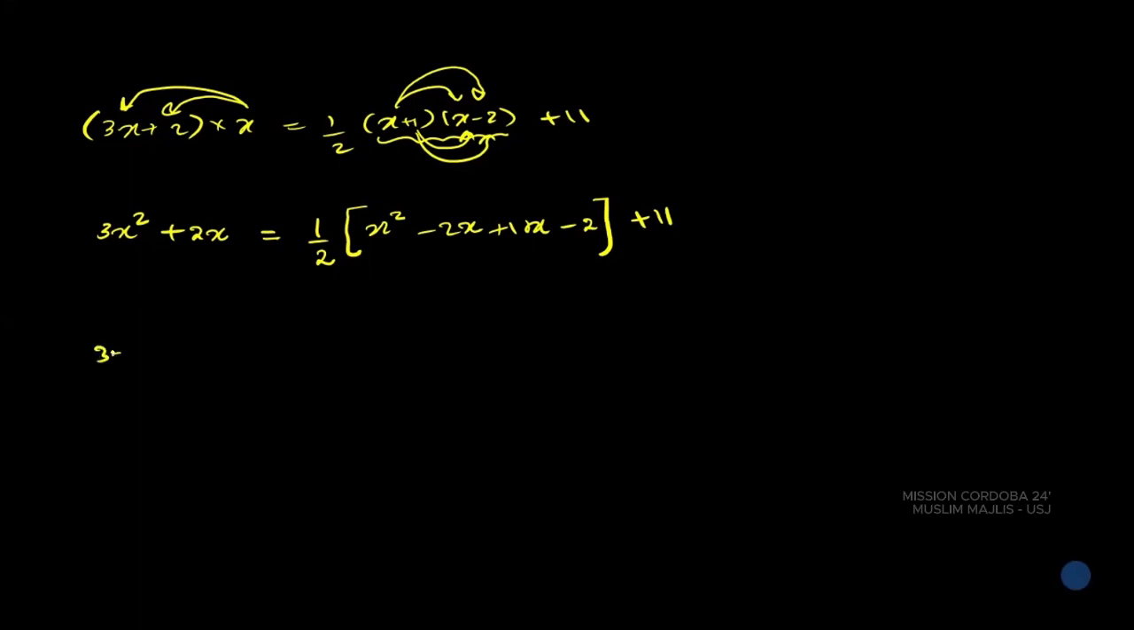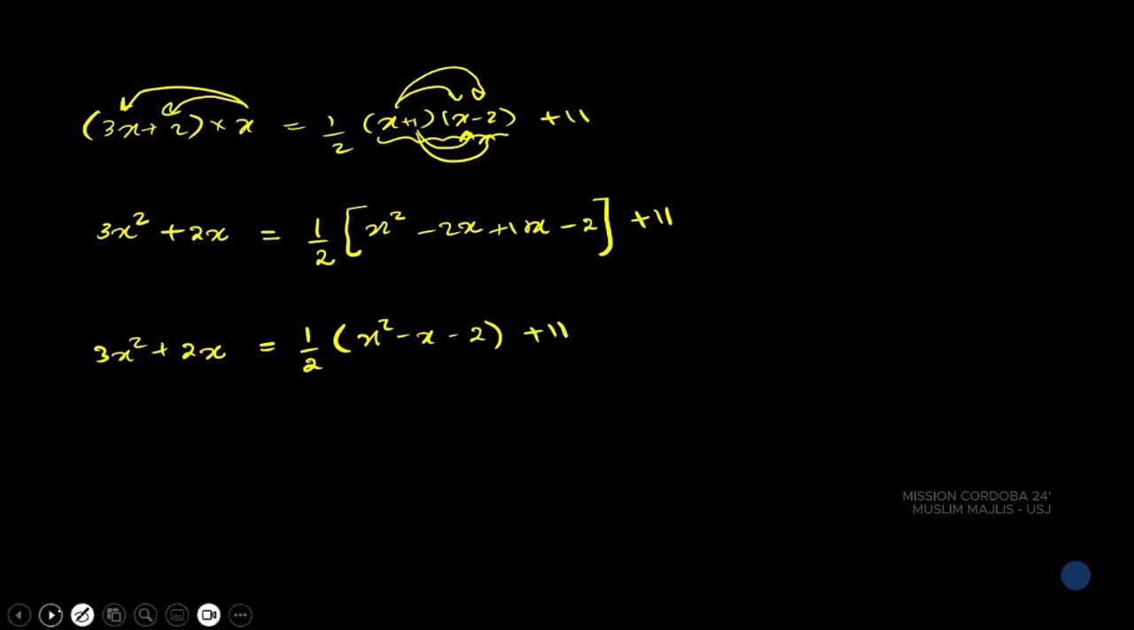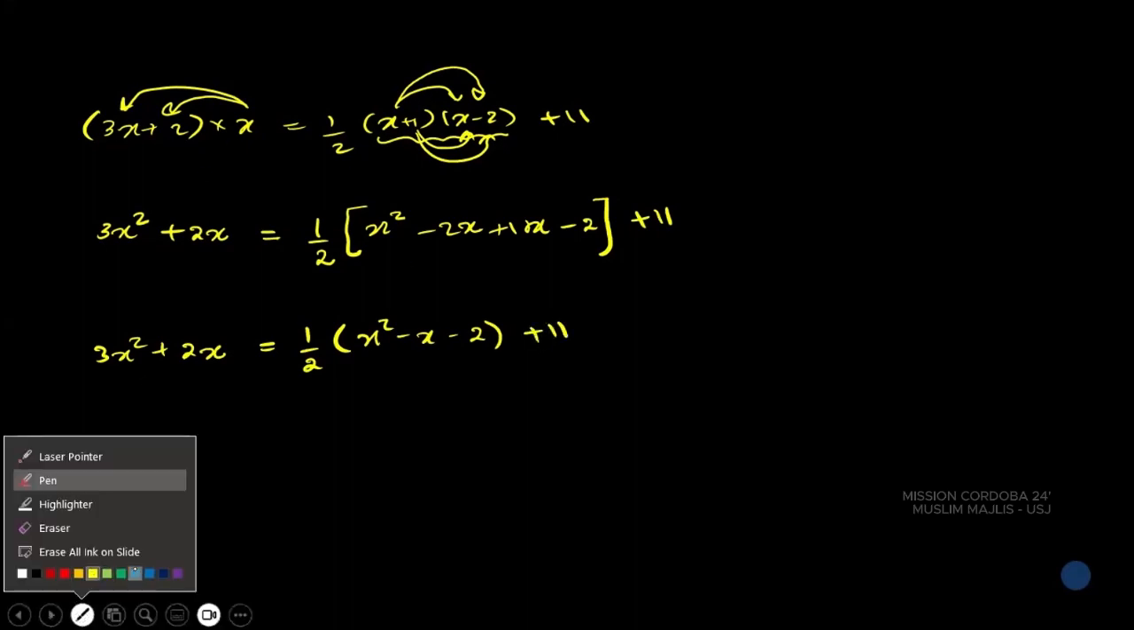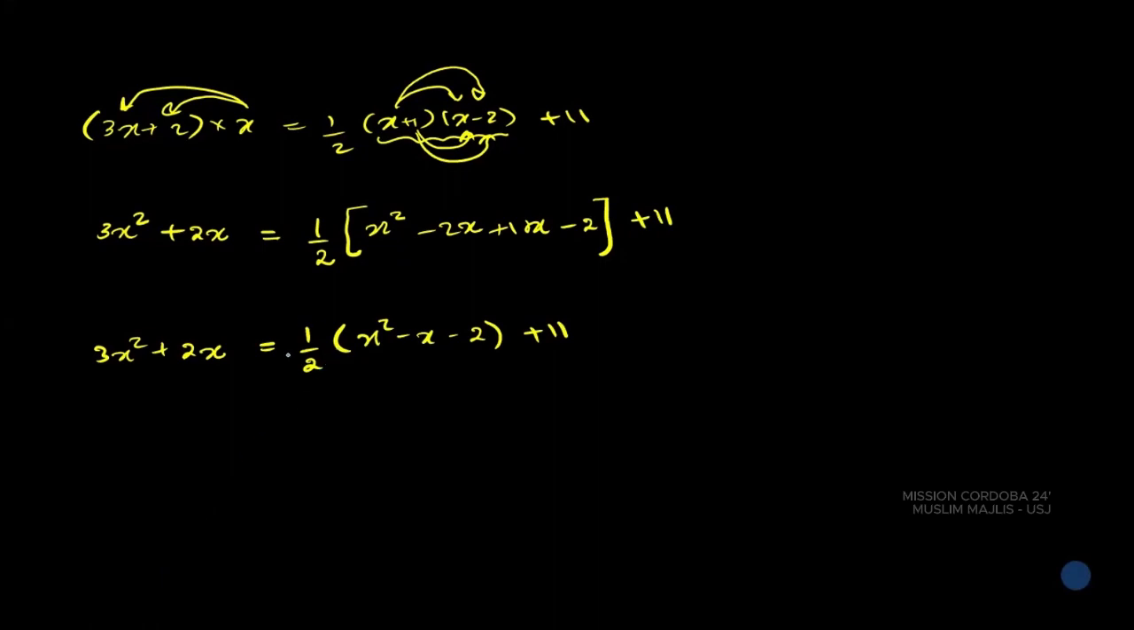Now here we have 3x square plus 2x is equal to, inside the bracket simplified, x square minus x minus 2 plus 11. Now I'm going to do another simplification. Listen very carefully. Having this 2 in the denominator is actually annoying. It's really annoying, so it's irritating for the simplifications.